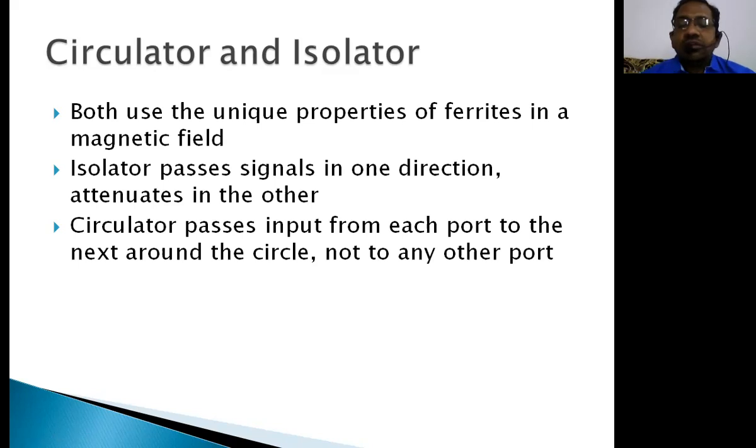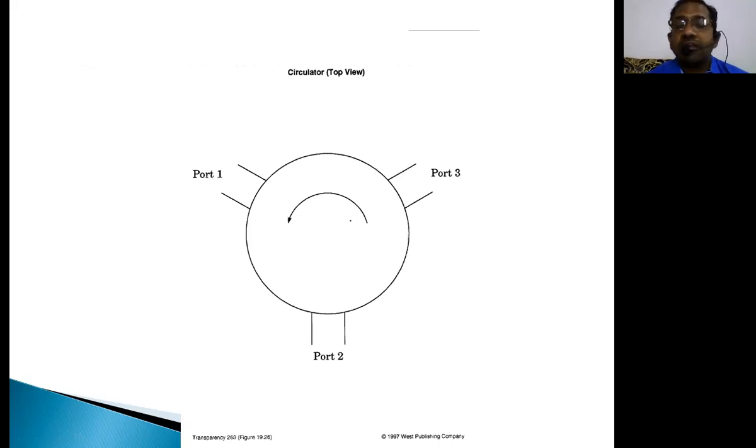So the next is, what about the circulator? Circulator means what? It will be in the form of a circular fashion, where it passes input from each port to the next port around the circle, not to any other ports. That is what is called a circulator. So let us go through this diagram now.